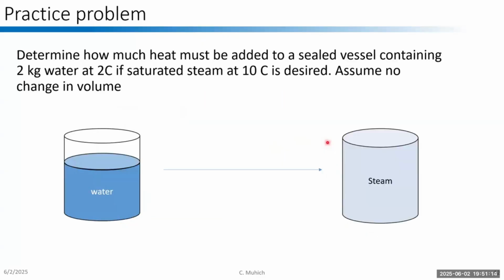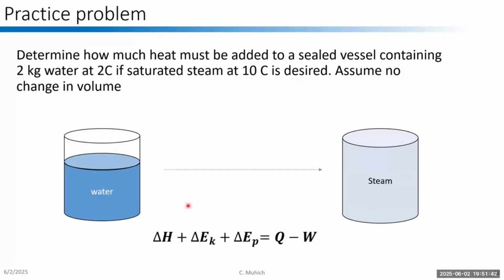All right, so let's do a practice problem. Let's determine how much heat must be added to a sealed vessel containing 2 kilograms of water at 2 degrees C if we want to end up with saturated steam at 10 degrees C. We're going to assume that for the entire system, there's no real change in volume. All right, so we can do this.